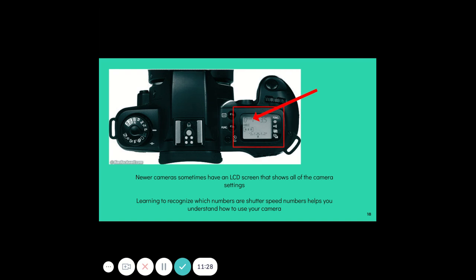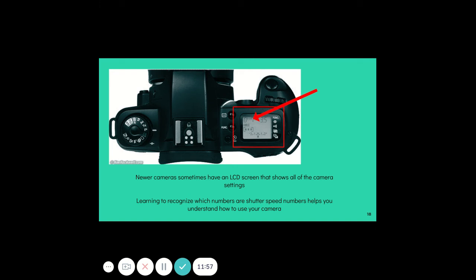Now, newer cameras often have an LCD screen that shows all of your camera settings. We looked at this one last week. And in it, you can see here that the arrow is pointing at the shutter speed number, which is set here at a full 7 seconds, which is not a realistic shutter speed, but it's what the image I could find was. Now, the stop, of course, is 3.5. And without understanding which number is which, it's very easy for beginners to not understand what they're looking at.